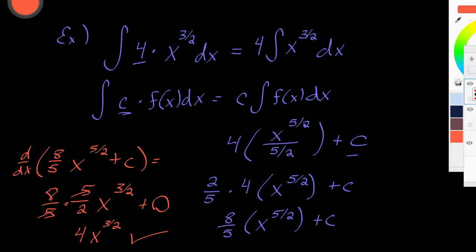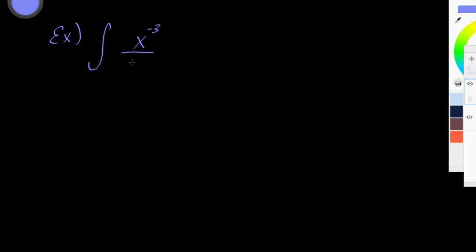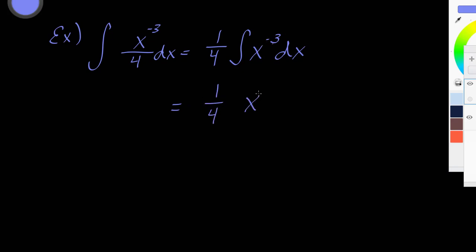All right, now let's look at another example. Let's change it back to the blue. So another example, let's say that we're taking the integral of x to the negative 3rd power divided by 4 dx. So remember, dividing something by a constant is the same as multiplying by 1 over that constant. So that's the same as multiplying by 1/4 times x to the negative 3 dx. So it would be 1/4. Remember, we need to add 1 to that exponent, so that's going to be x to the negative 2, all of that divided by our new exponent plus c.